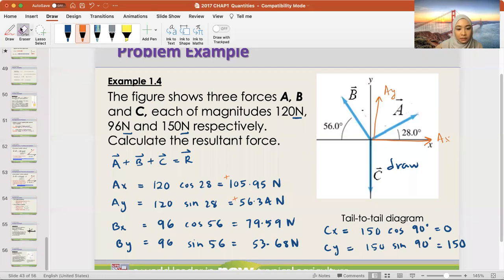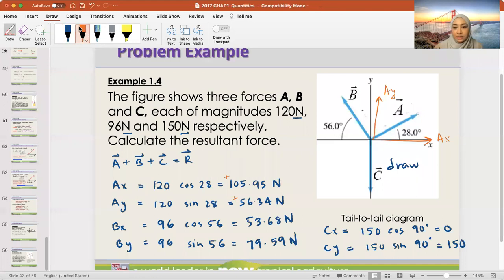Okay. So the answer is 53.68 Newton and 79.59. Okay. Alright, thank you. Okay, so orang lain tak sedar ke mistake Aizat tadi?